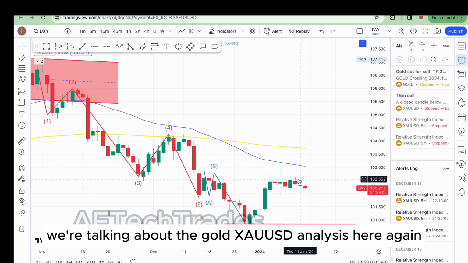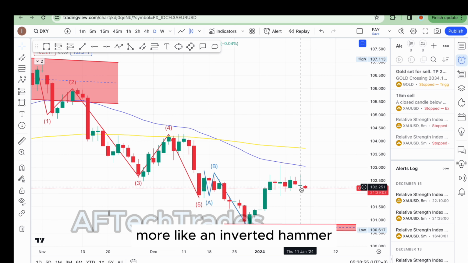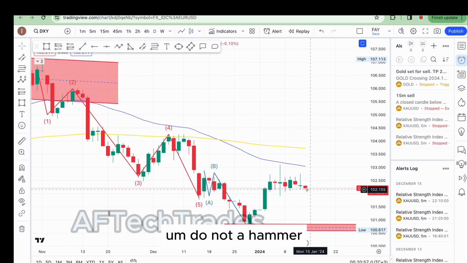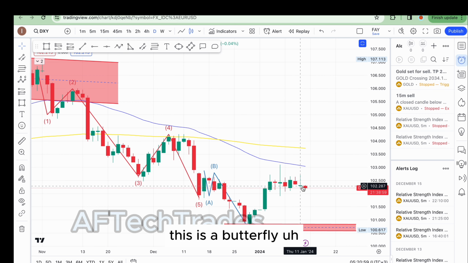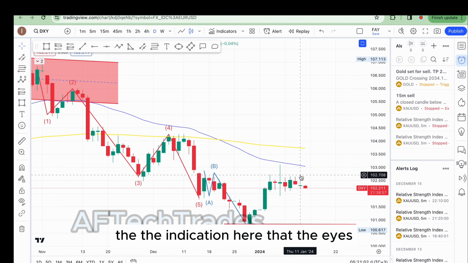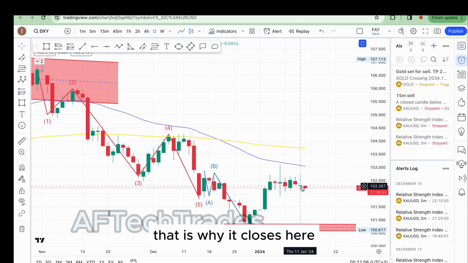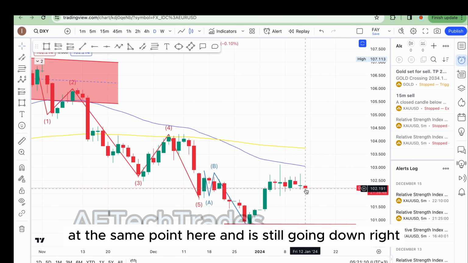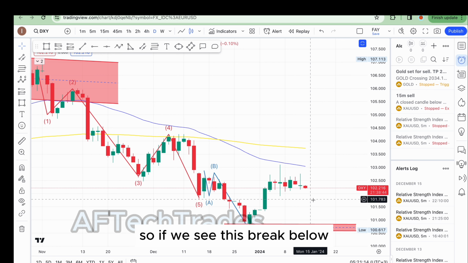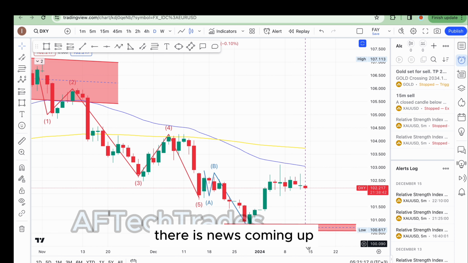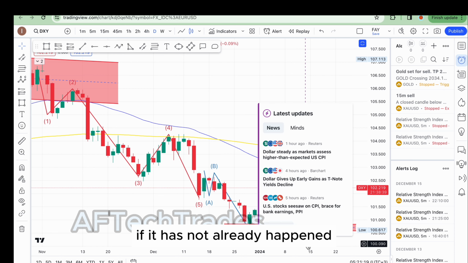Here again, look at what happened here, more like an inverted hammer, though not a hammer. This is a butterfly. The indication here is that there is selling pressure. That is why it closes here. This opens below at the same point and is still going down, right? So if we see this break below, there is news coming up if it has not already happened.